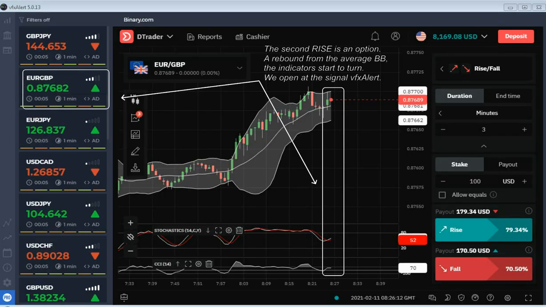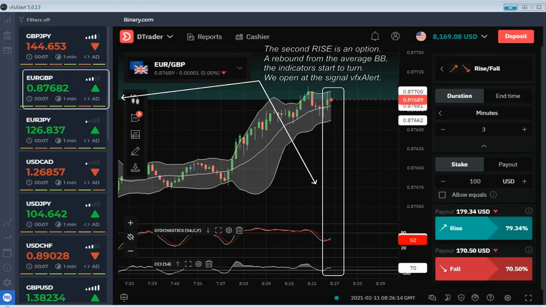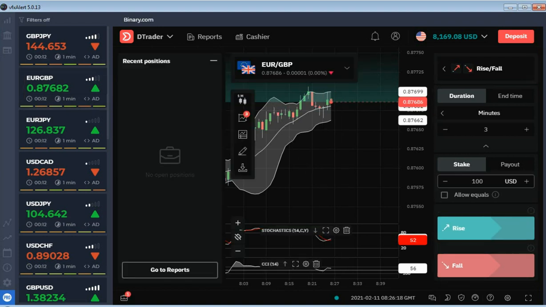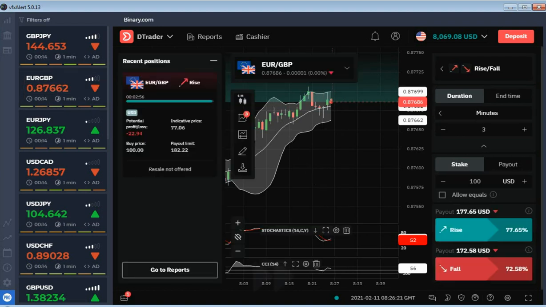The second option is for the euro-pound. Price and upward indicators, VFX alert confirm the signal. The profit fully compensates for the losses, after which we will end the session.